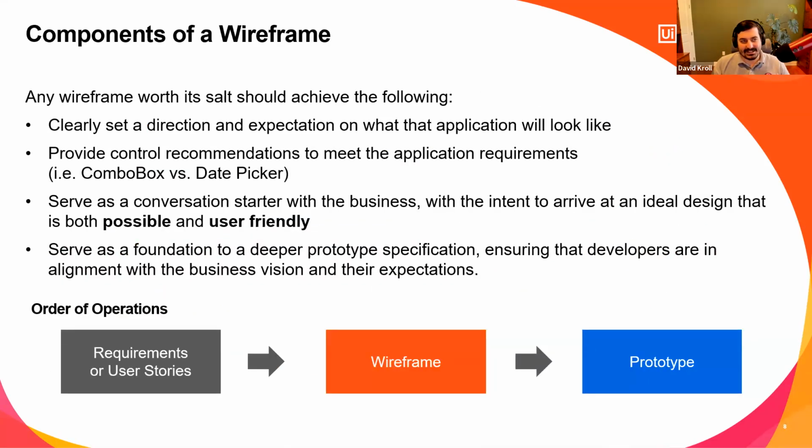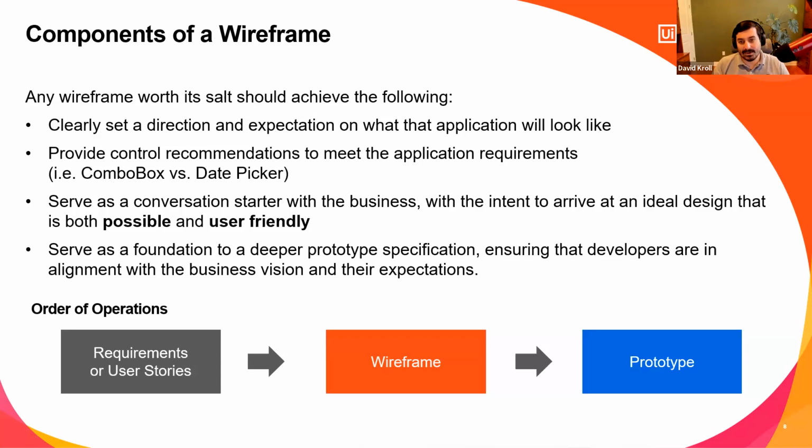So the way I like to go through wireframing, right? I like to think any wireframe that's worth its salt should really achieve the following. It should set those expectations and the direction around what the look and feel of the application will have. It should provide crystal clear control recommendations for different scenarios. So if you're picking a date or you're doing a lookup, that should be all intentional as a part of your design, and you should show that click-through process to do that lookup and select that value.